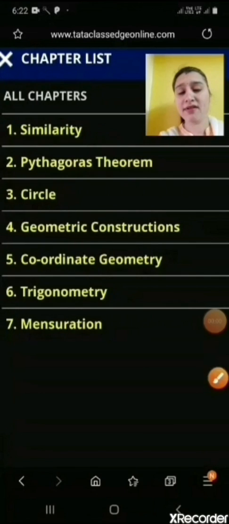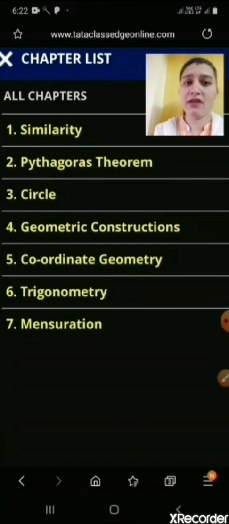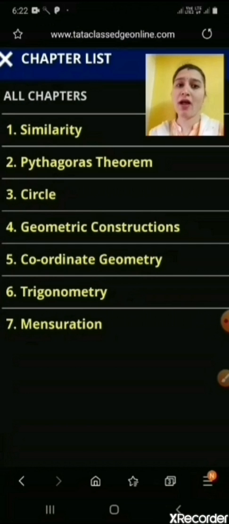Hello students, today we'll be learning geometry, that is mathematics part 2. Like previous year, this year again you have two books, that is algebra and geometry. So when I'm talking about geometry, you will be having 40 marks paper. Here there are 7 chapters which you will be studying this year.